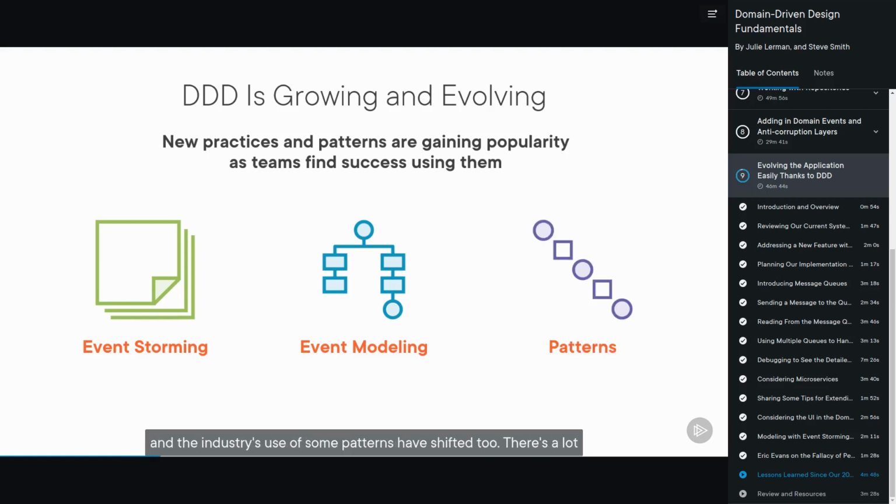Yes, and the industry's use of some patterns has shifted too. There's a lot of pushback against the repository pattern these days, I think in part because it became very popular, but was often used without the context of DDD or other complementary patterns, like the specification, and these can really help it shine. Our first course didn't really talk much about specification as a core DDD pattern, but it's something I use on most of my projects now.